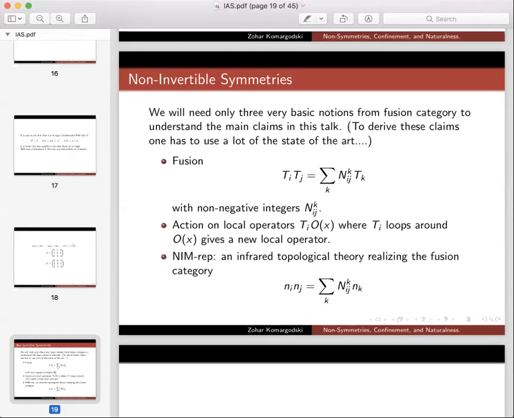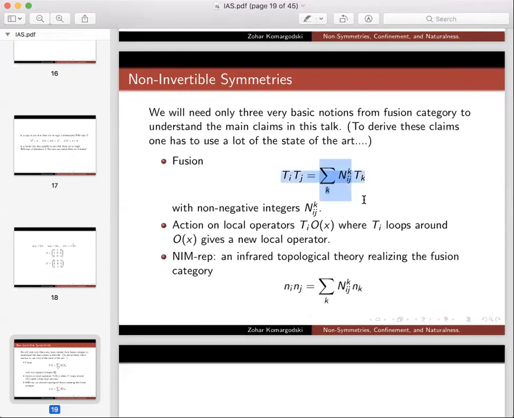So I will not go into much detail about this business of fusion categories. I want to get to gauge theories and show you some cool applications of these ideas. But I'll be using three notions, three things that I already used. I want to summarize them, and those are the only three things that I'll be referring to.